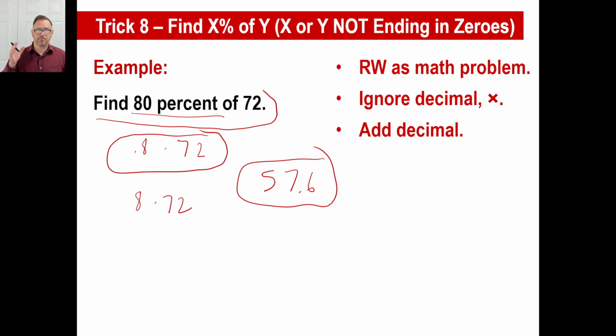Very quickly again, 80% of 72, 0.8 times 72. Okay, forget that. 8 times 72. Let's see. 8 times 70, 560. 8 times 2, 16. 560 plus 16 is 576. Wait, it can't be 576. Oh, 57.6. There it is. That's all you do. Rinse and repeat.